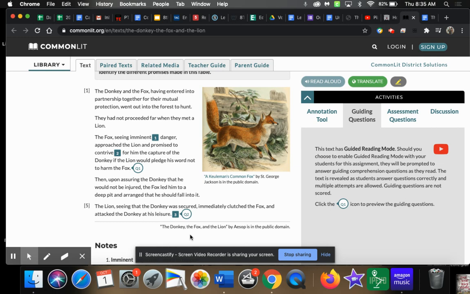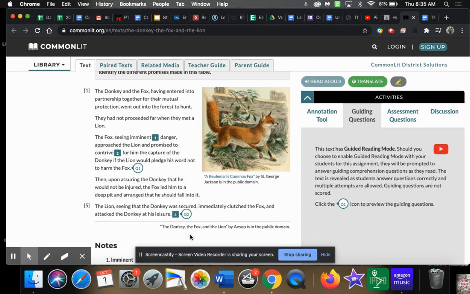They were still hunting, and then here comes a lion. The fox, remember, who had agreed with the donkey that, hey, I'm going to protect each other. The fox, seeing imminent danger, approached the lion and promised to contrive for him to capture the donkey if the lion would pledge his word not to harm the fox. So the fox saw the lion, was like, forget this. I'm going to turn the donkey over to the lion and tell the lion not to harm me if I give him the donkey, right? So the fox essentially betrayed his buddy, the donkey.